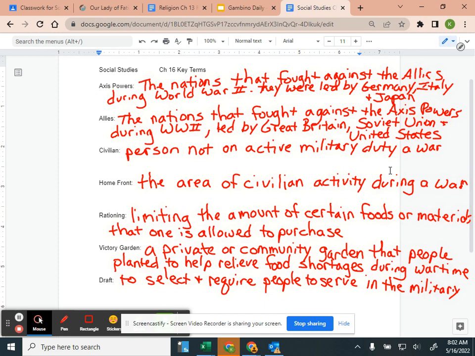So we're going to be learning some United States, some world history with World War II, because it affected the whole world. When World War II started, that's when the Great War's name changed. Instead of being the Great War, it was called World War I, because now we have World War II with so many countries being involved.